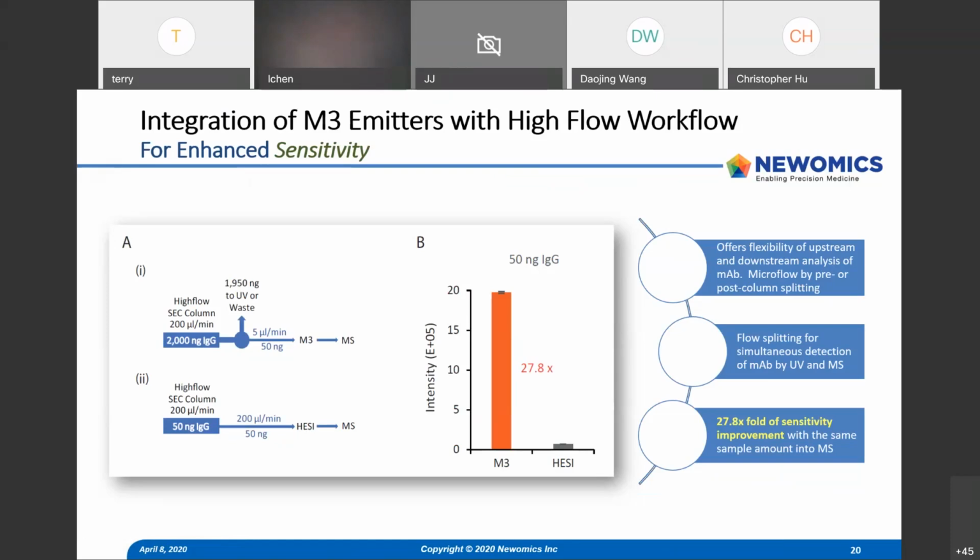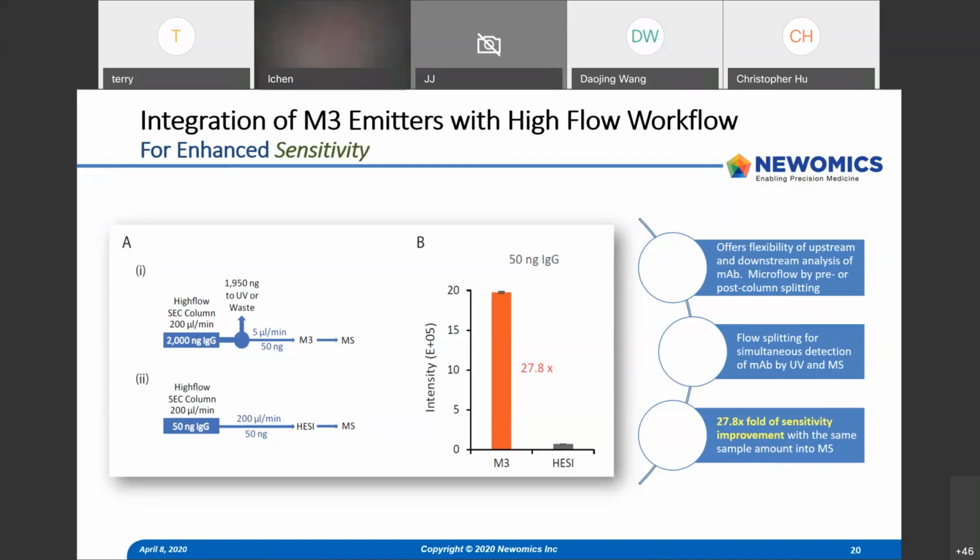Or you don't want to do splitting pre-column, you could do post-column splitting. In that case, you use a high flow column, high flow pump. You use a 1 to 40 splitting. In the end, you may end up with 1 to 10 microliter per minute. So this is one example of using the splitting platform. You start with 200 microliter per minute. You split 1 to 40. We end up with 5 microliter per minute into our M3 emitter, into our mass spectrometer.